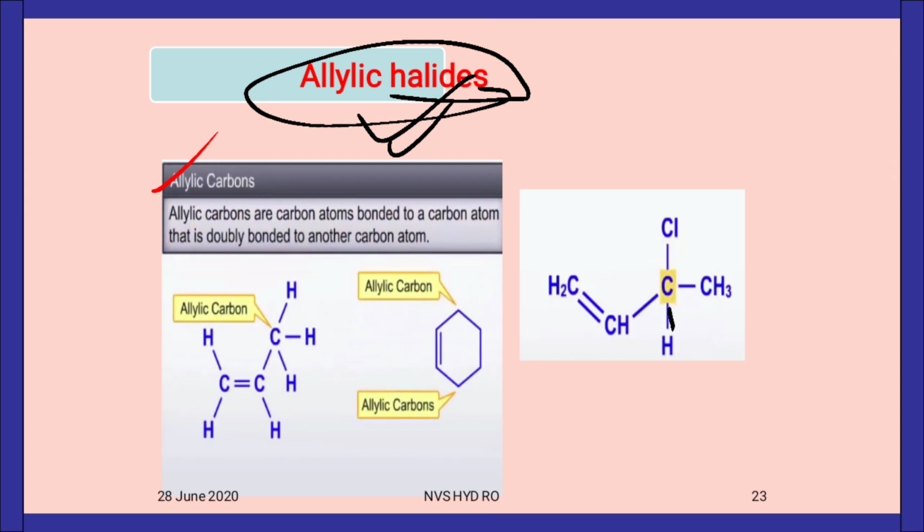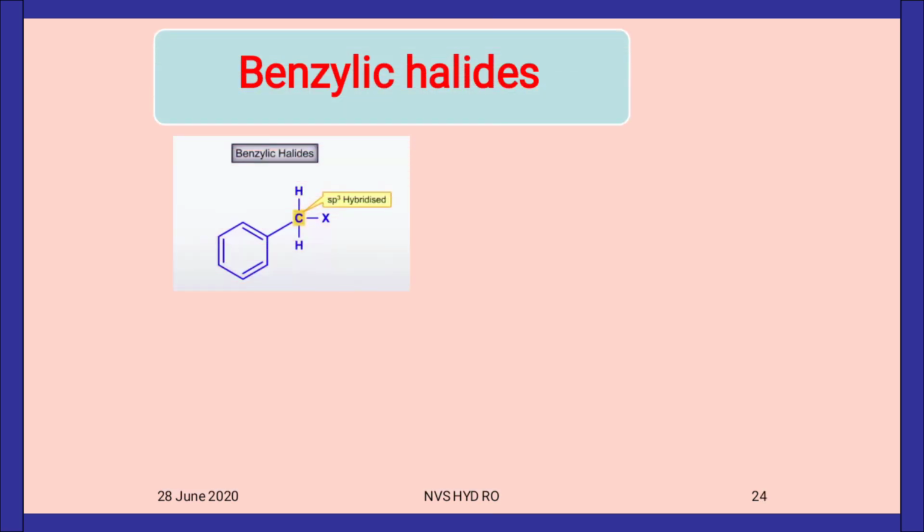Talking about benzylic halides: benzylic halides are those compounds in which a halogen atom is attached to an sp3 hybridized carbon that is attached to an aromatic ring. ठीक है, तो ये वो हैलाइड्स होते हैं.